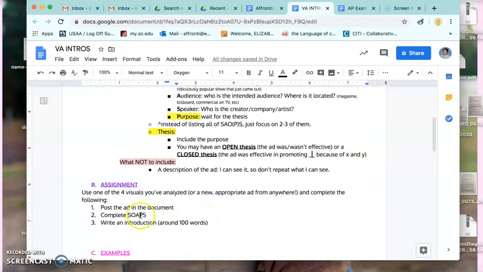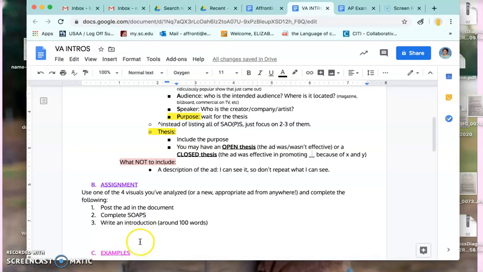Here's your assignment. I would create a new document and then upload that, but you'll see the examples on the second page. You're going to use one of the four visuals that you've analyzed and done in the charts. So three of them were the ones that I gave you to analyze. One of them you either talked through, which I loved those videos, by the way, or you did the traditional one on a chart. Or if you don't really like any of those, you can go find a new appropriate ad from anywhere, and use that one.